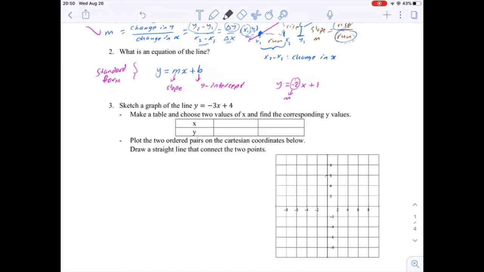Now let's sketch this linear function, negative 3x plus 4, or this line. In order to sketch this line, all we need to do is to find 2 points and then we connect them with a straight line. So how to do that? We can choose 2 values of x. Okay, let's choose -1 for x, and 2.